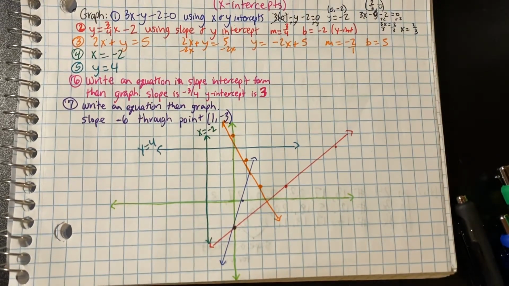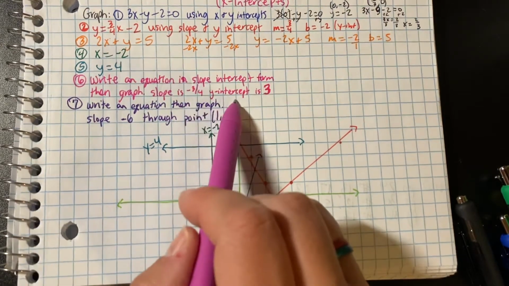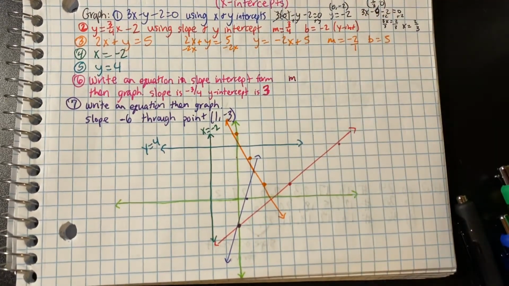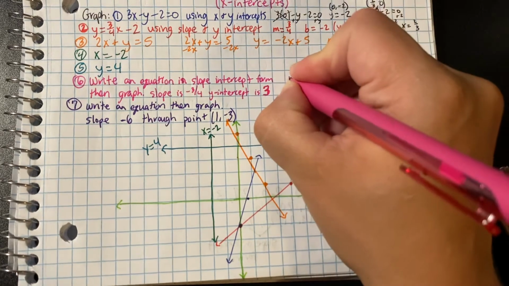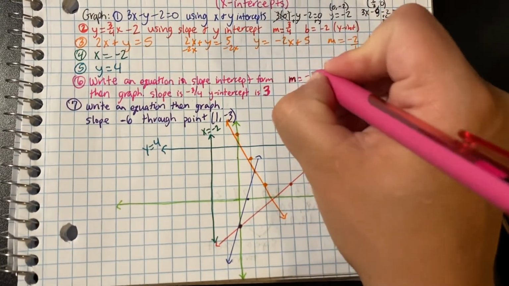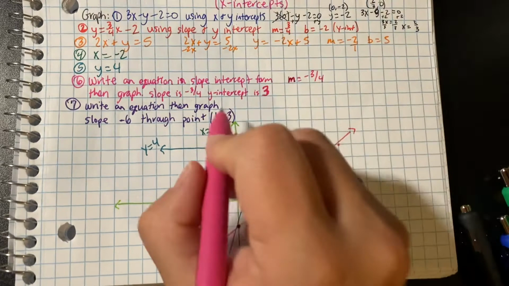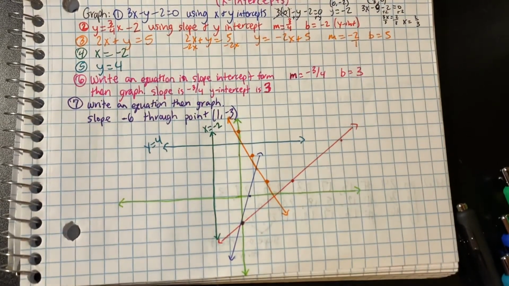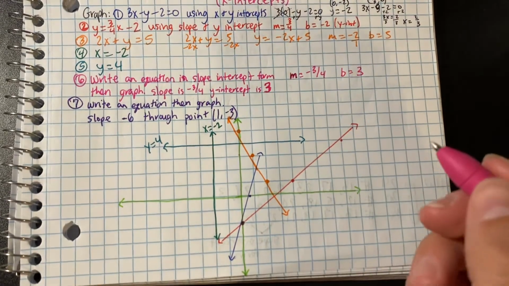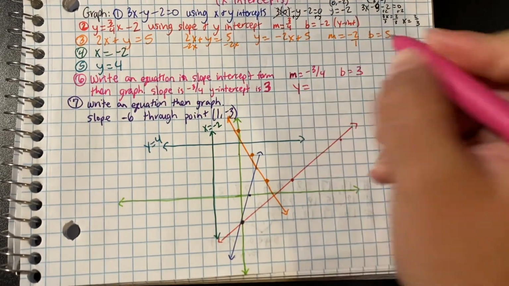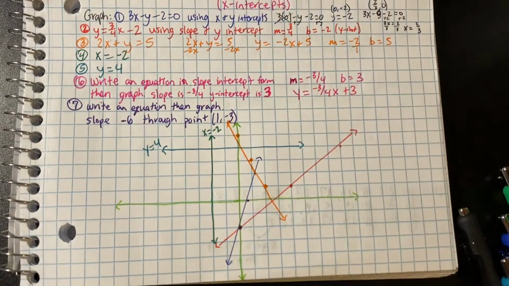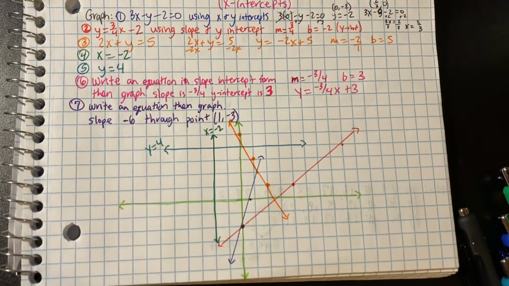6. Write an equation in slope-intercept form, then graph it. The slope is -3/4. Y-intercept is 3. So we're going to say our slope, m, whoop, that's the wrong color, is -3/4. It's okay, you can laugh at me. My y-intercept is 3. My husband sits and listens to me record these and just laughs the whole time. So, all right, y equals mx plus b. Done.